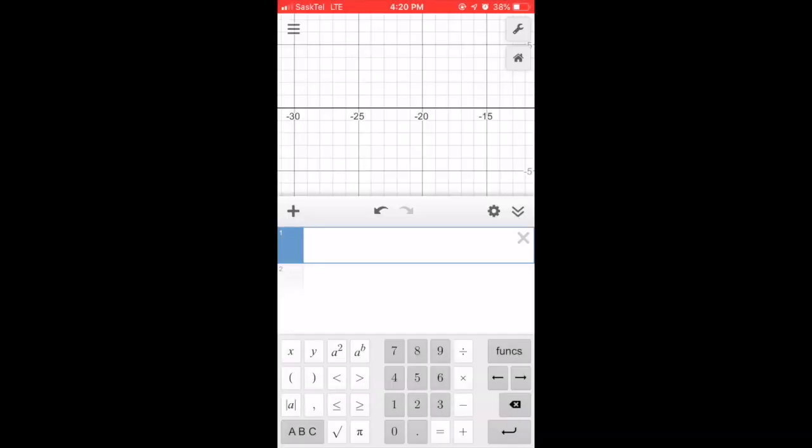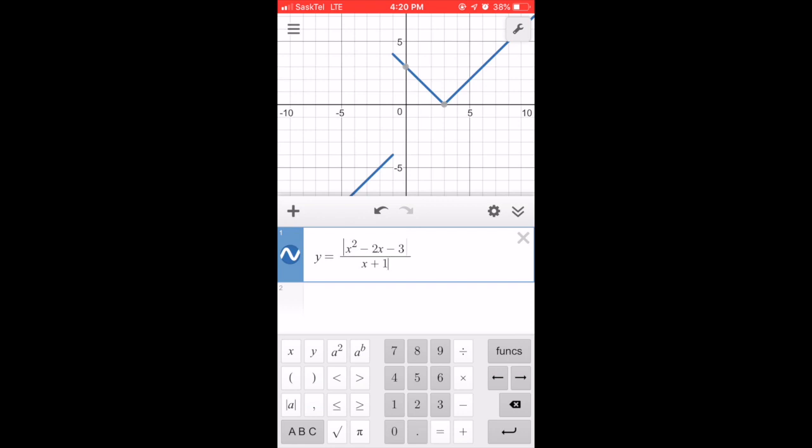All right, let's take a look at the graph of y equals the absolute value of x squared minus 2x subtract 3, divided by x plus 1. All right. And here you can see what we get. We get a really interesting graph. It's got a break in it.